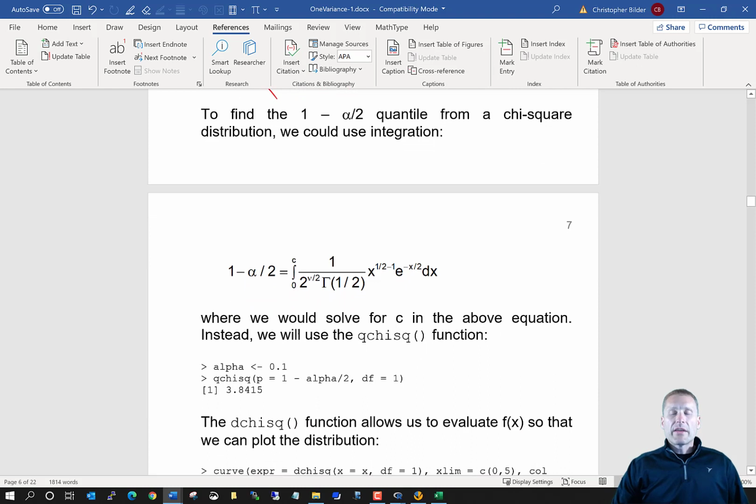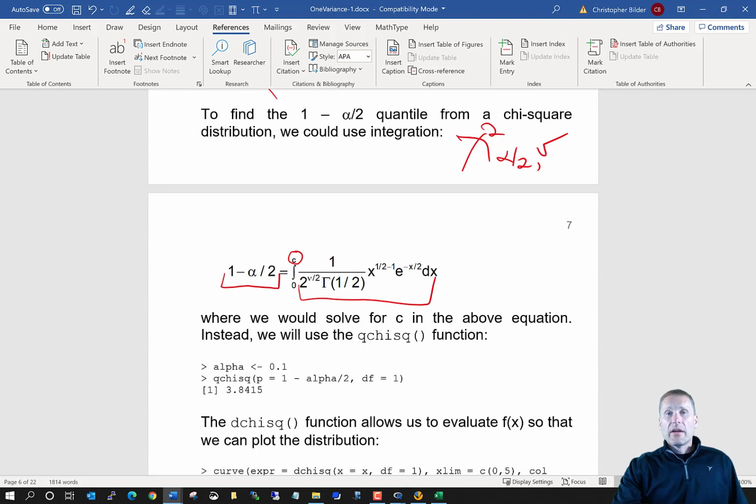Well, let's say I want to find the 1 minus alpha divided by 2 quantile from a chi-square distribution. In other words, what I want to find is this symbolic value with 1 degree of freedom. So what I could do is set up my equation. I have a probability of 1 minus alpha divided by 2. And I want to find that number, let's call it C, such that the probability that you're to the left of C is equal to 1 minus alpha divided by 2. And so I could do this integration, solve for C, and I get my answer.